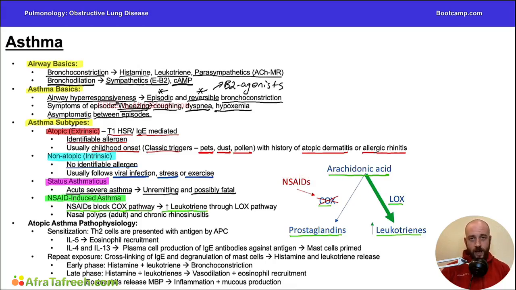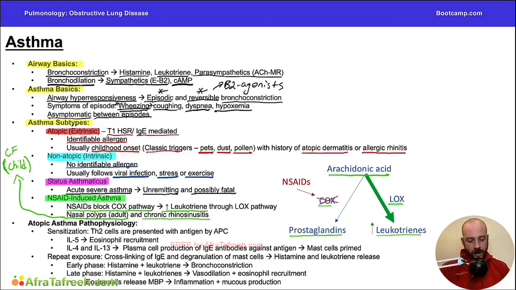the LOX pathway. And recall at the beginning of the video that we said that leukotrienes were one of the mediators for bronchoconstriction, and so this could precipitate an asthmatic episode. And obviously not everyone who takes NSAIDs has episodes of asthma. You usually have to be a genetically susceptible individual to get NSAID-induced asthma, and interestingly, these patients can also have nasal polyps in adulthood, and this is in contrast to conditions like cystic fibrosis, where we see nasal polyps in a child. And furthermore, commonly, individuals who have NSAID-induced asthma will also have chronic rhinosinusitis.